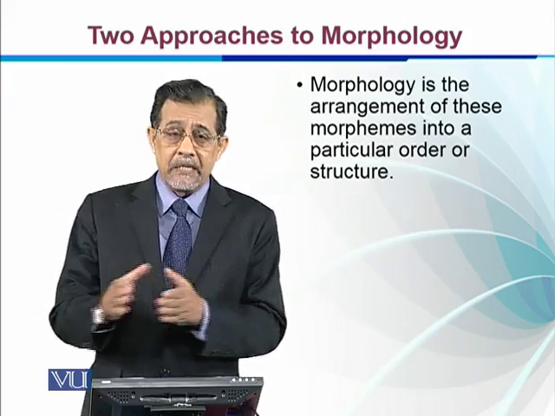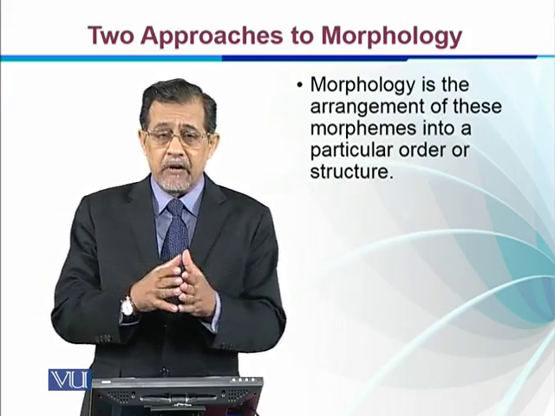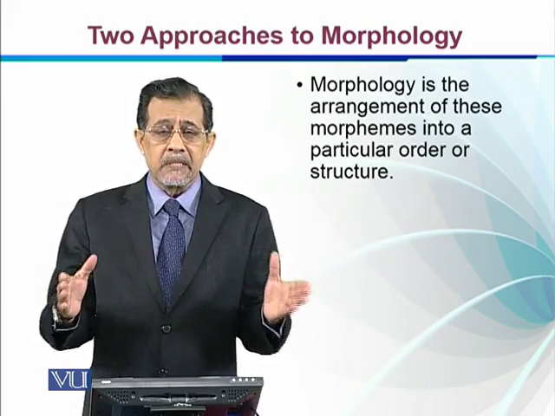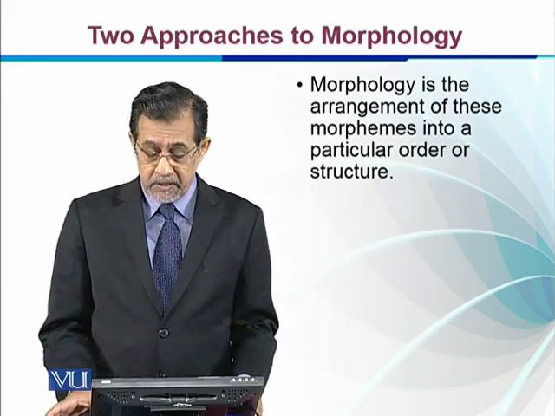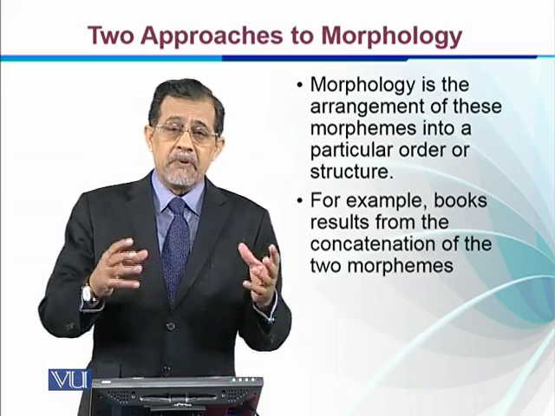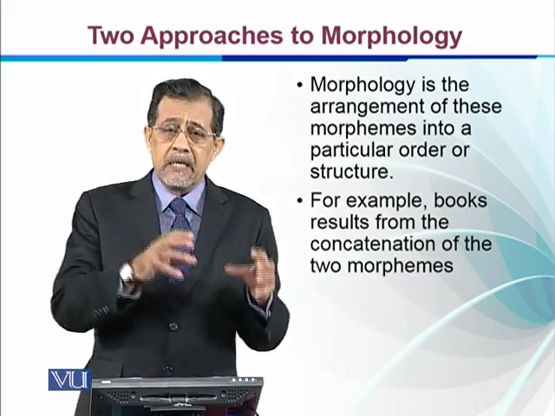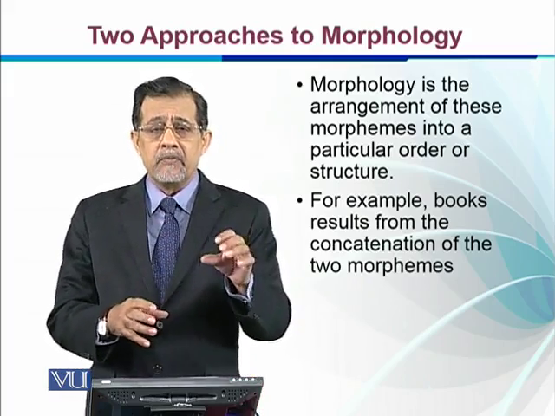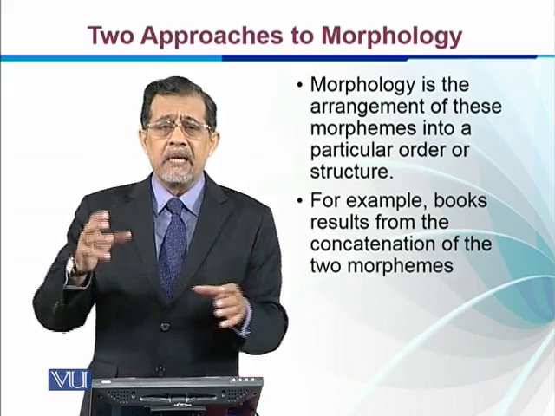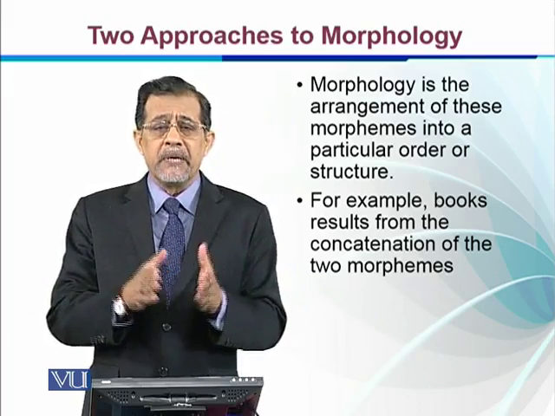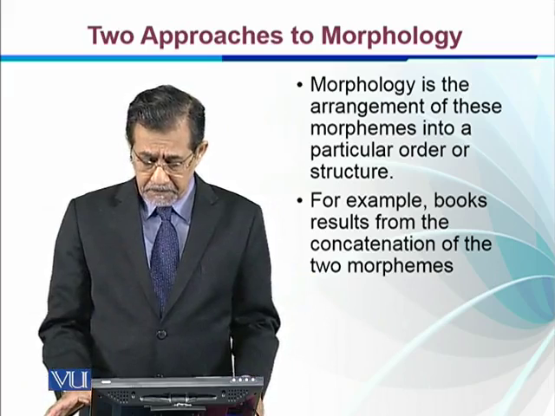So in item and arrangement, we see how these morphemes, these items, are arranged to make certain structures of the words. For example, we take the word books and we see that it is an arrangement of the singular noun book and a plural morpheme s. So now it becomes books.